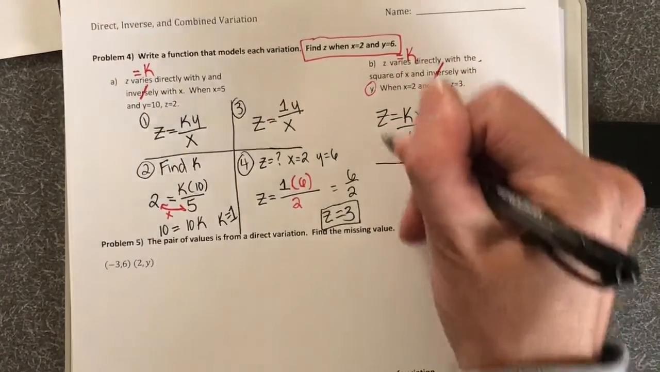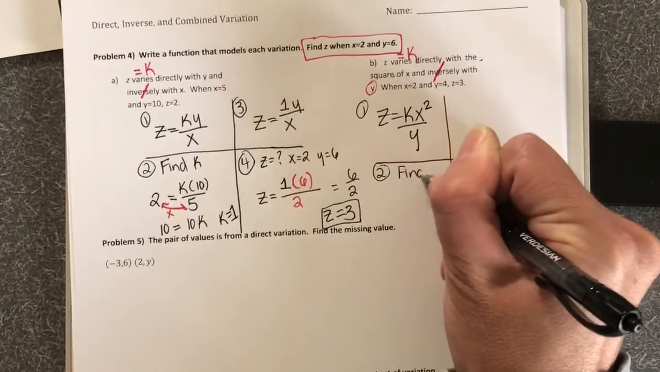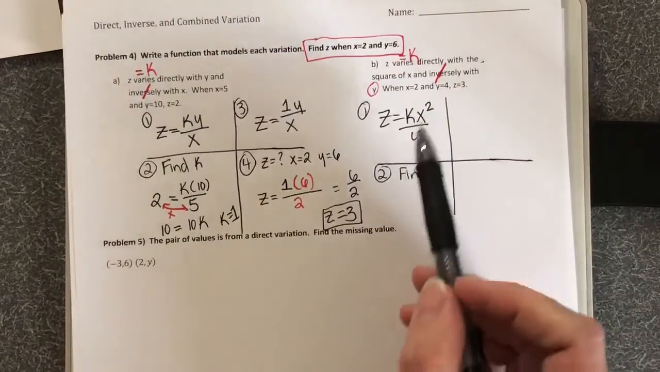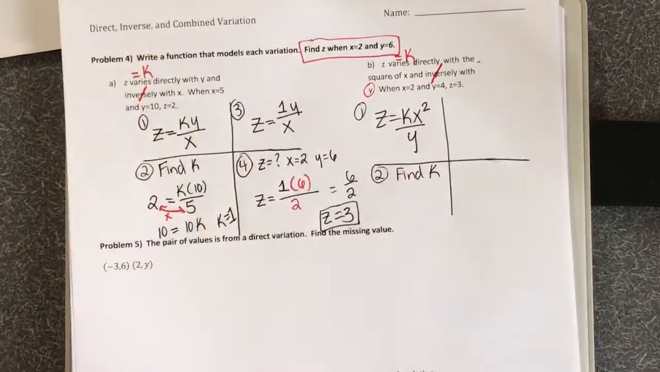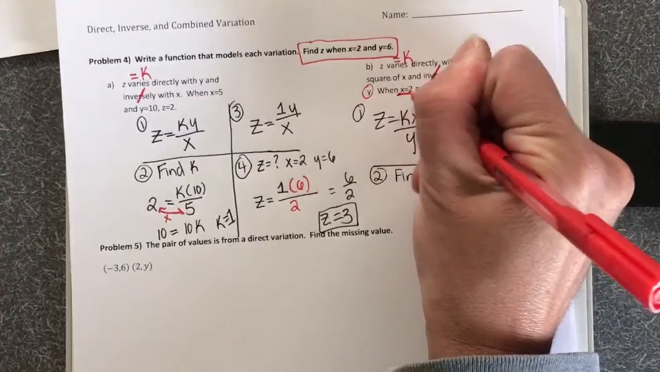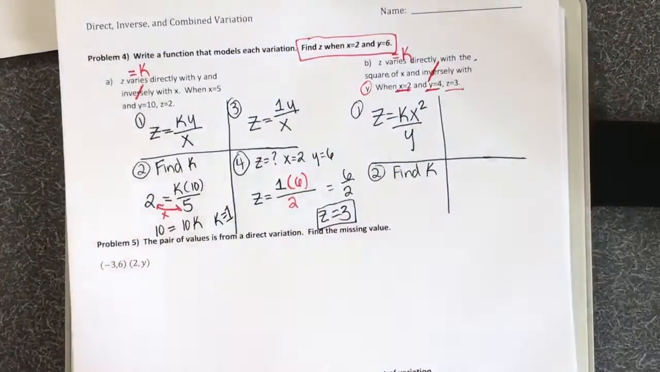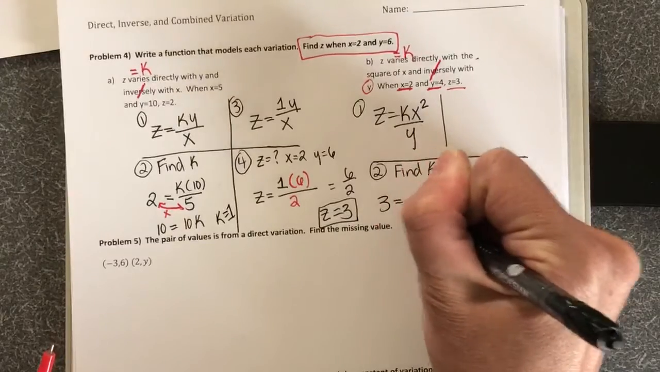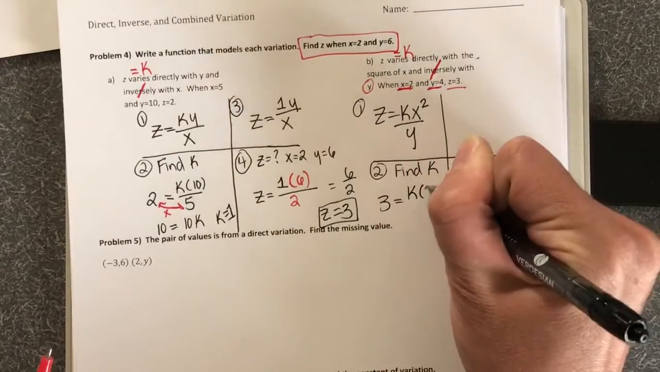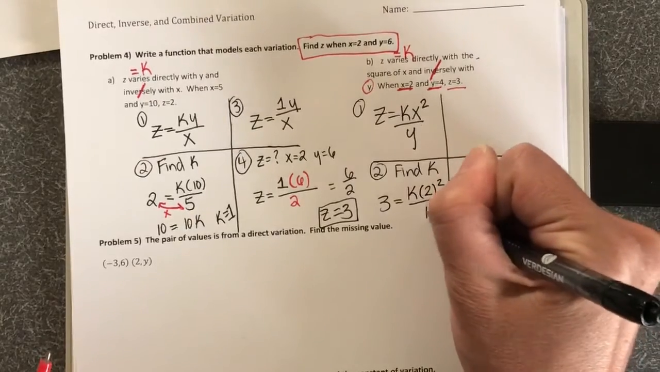So now I need to find k. The only way I'm going to find k is I have to replace z, y, and x with what I know. So I'm going to go back up to the top. X is 2, y is 4, and z is 3. So I'm going to set it up. 3 is equal to k times 2 squared divided by 4.